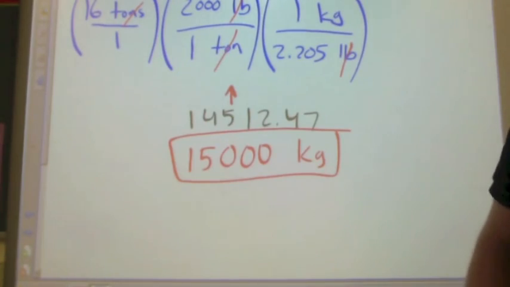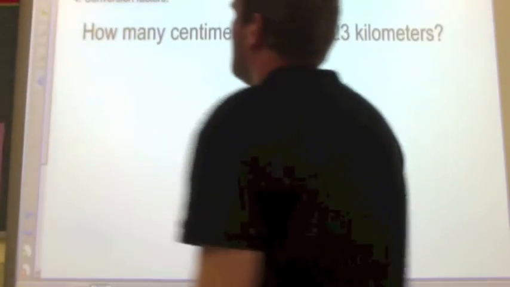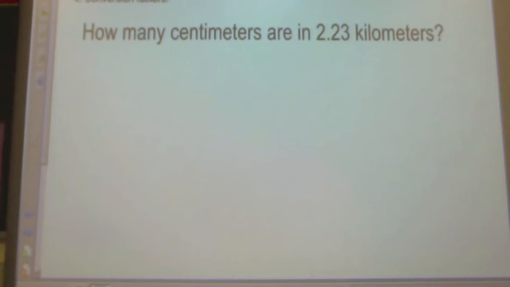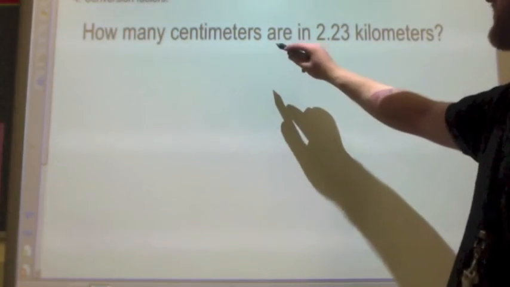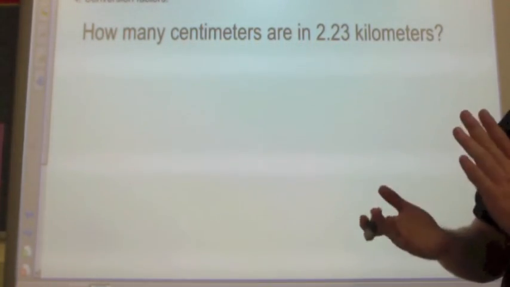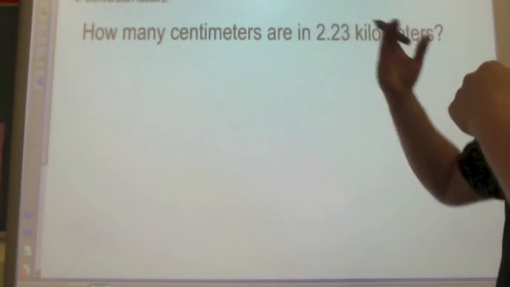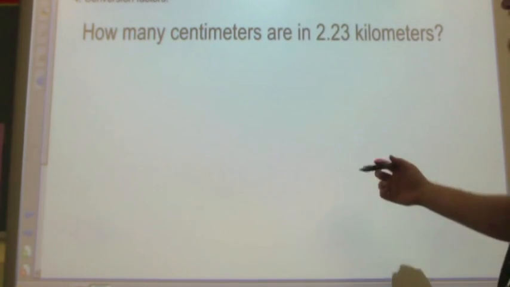So I have a bunch more examples that we can work through. How many centimeters are in 2.23 kilometers? This is an easy one using just prefixes. Well, the relevant conversion factors, you could do this in one step if you're real good with your orders of magnitude, but I always prefer to break this up in two steps.